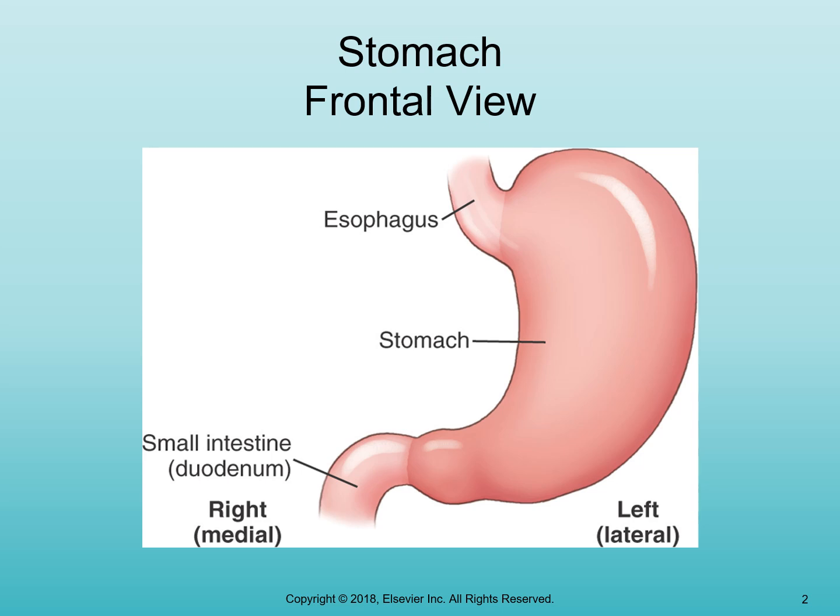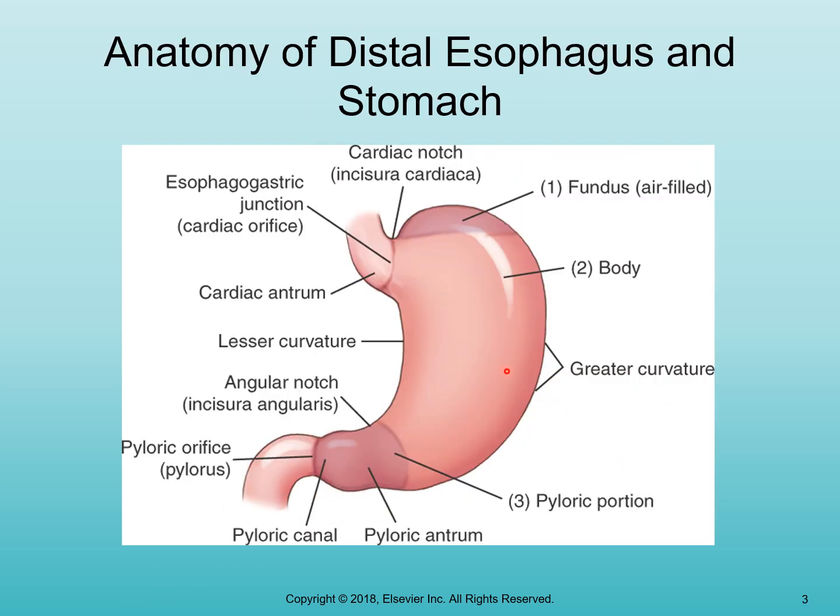This picture shows you the stomach from the front, like if you were looking at the patient. You can see that the esophagus comes down through the esophagogastric junction, and then food or liquid would enter the stomach, of which there are 3 parts, and then it ends up going into the duodenum of the small intestine. This one has a little bit more labeling on it.